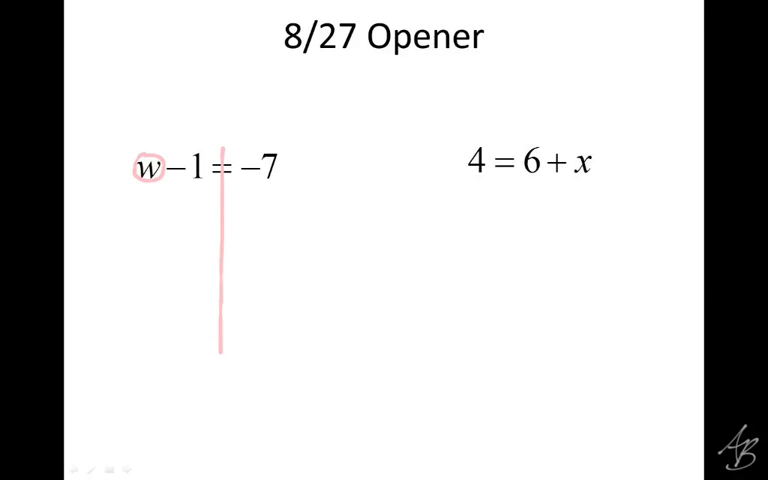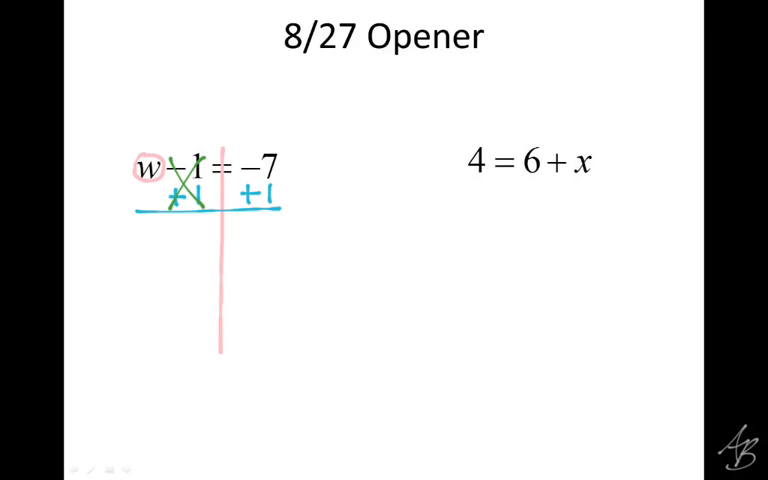And then what do I have to get rid of to get that W by itself? The -1, right? How do I get rid of that one? We're going to add 1. So the opposite of -1 is +1. So we add 1. That's going to get rid of the -1 over here. But if we do it on the left, we have to do it on the right also to keep it balanced.